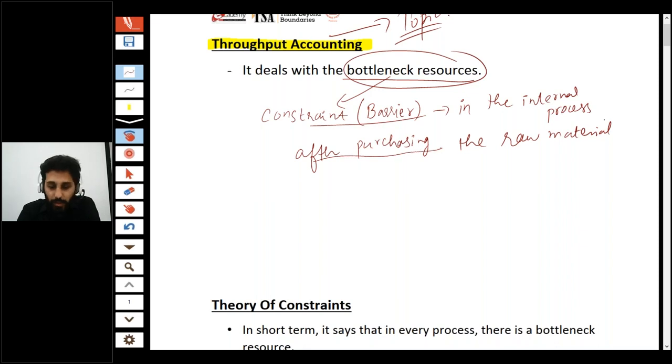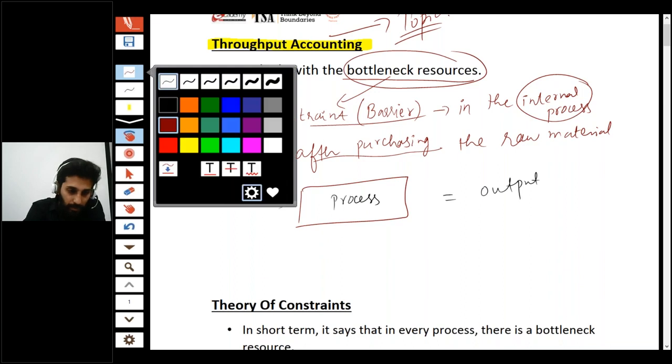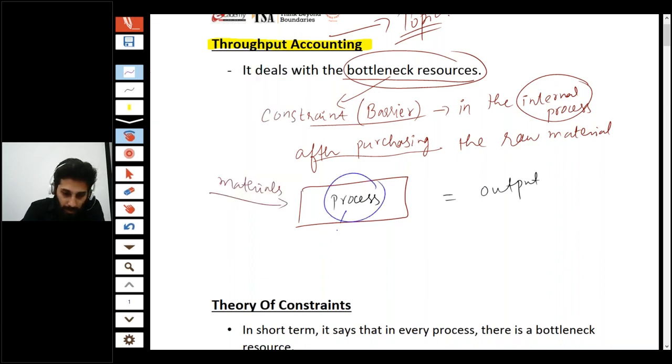After purchasing the raw material, that is the internal process. If I can give you an example here, you inserted the raw materials. This is the process and this is the output. Now, in the internal process, there might be some problems.